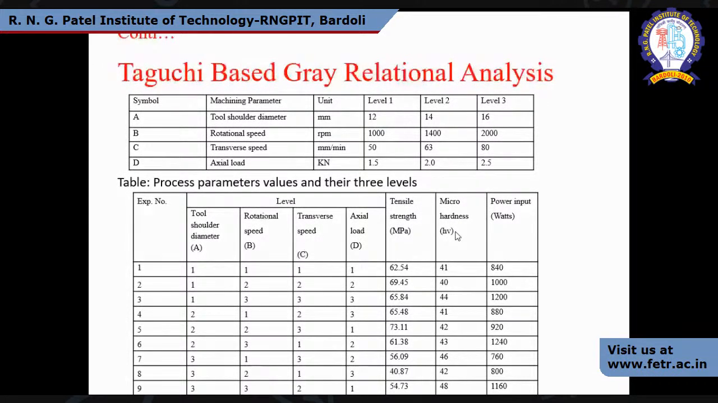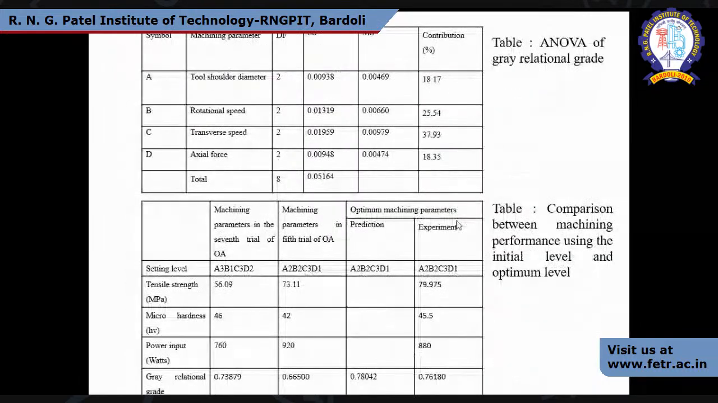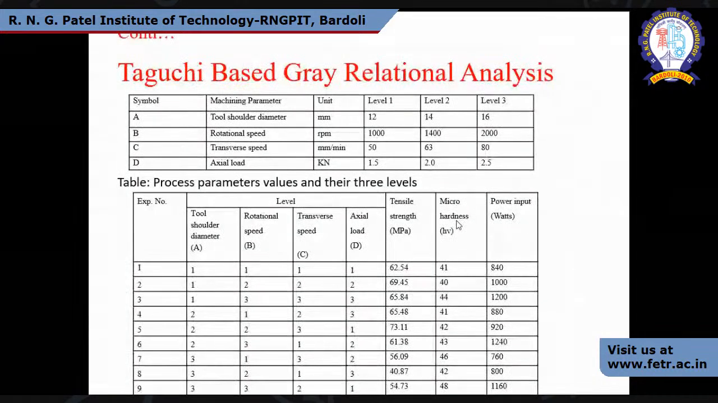So two basic types of orthogonal array are possible in the case of the Taguchi method. The first one is the L9 and the other is the L27. In the case of the L9, only 9 experiments are required. In the case of the L27, 27 experiments need to be carried out for getting the optimum result. So I did the experiment with the use of the L9 orthogonal array.